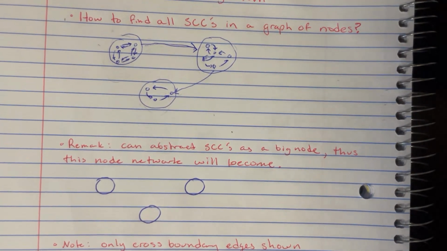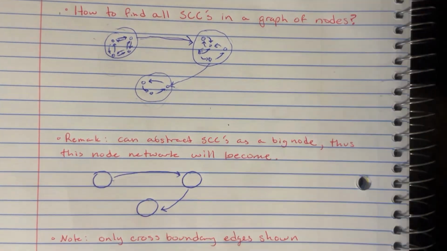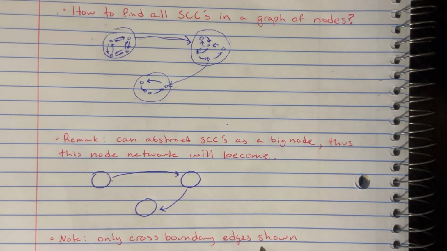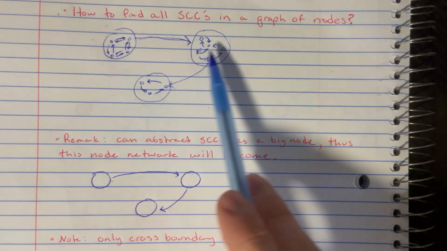On paper, it'll look like this. Note, only cross-boundary edges are shown. What is a cross-boundary edge? It's the ones that separate one SCC from another.